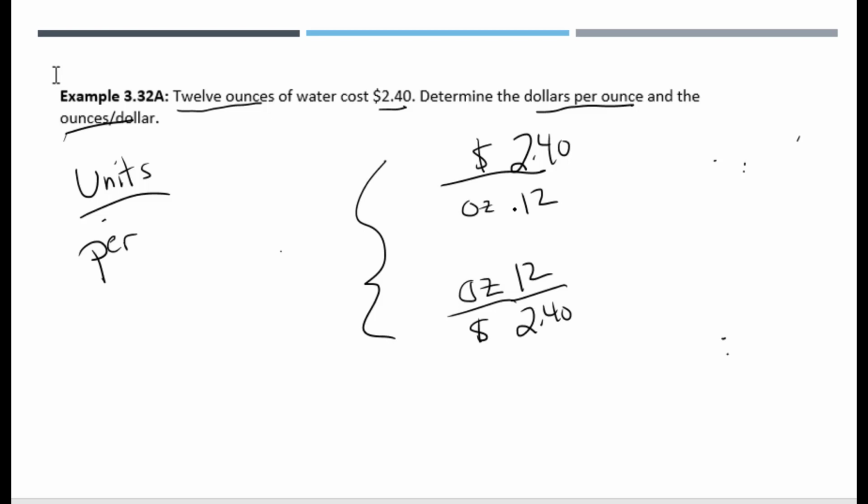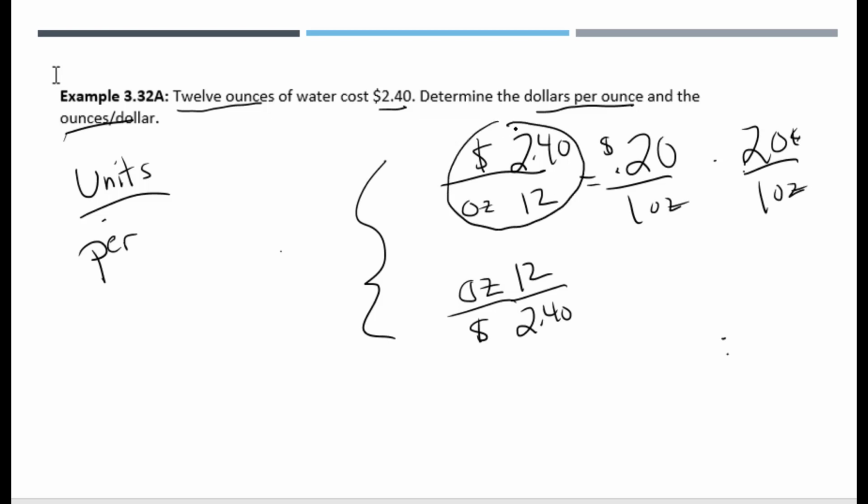Now, I wouldn't really expect you to be able to divide this without a calculator. So, with the calculator, this is going to be $0.20 or 20 cents per 1 ounce. What's important is when you divide these, you put them in a calculator and divide them, the bottom number does not go away, right? Because this is a ratio, right? Dollars per ounce. Same thing here. It would be ounces per dollar.